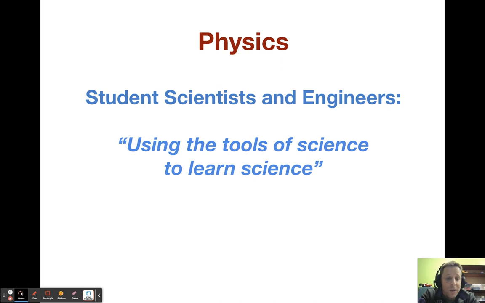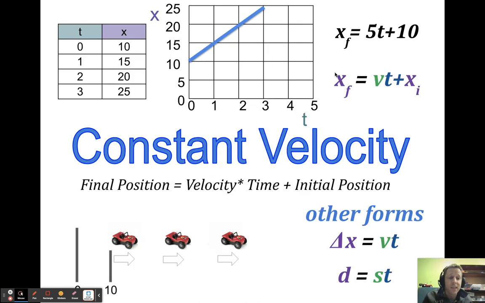I hope that your child will also find that this is a really interactive, engaging course. I like to say it's both a hands-on and a minds-on course. In physics, students study the fundamental laws that govern the universe. And we start off by being able to describe motion so that we can predict the future.